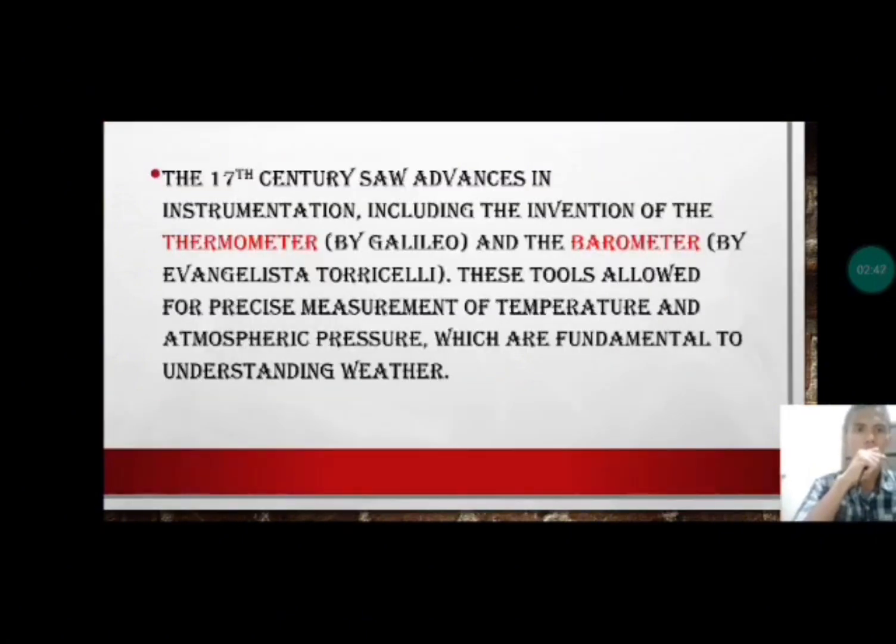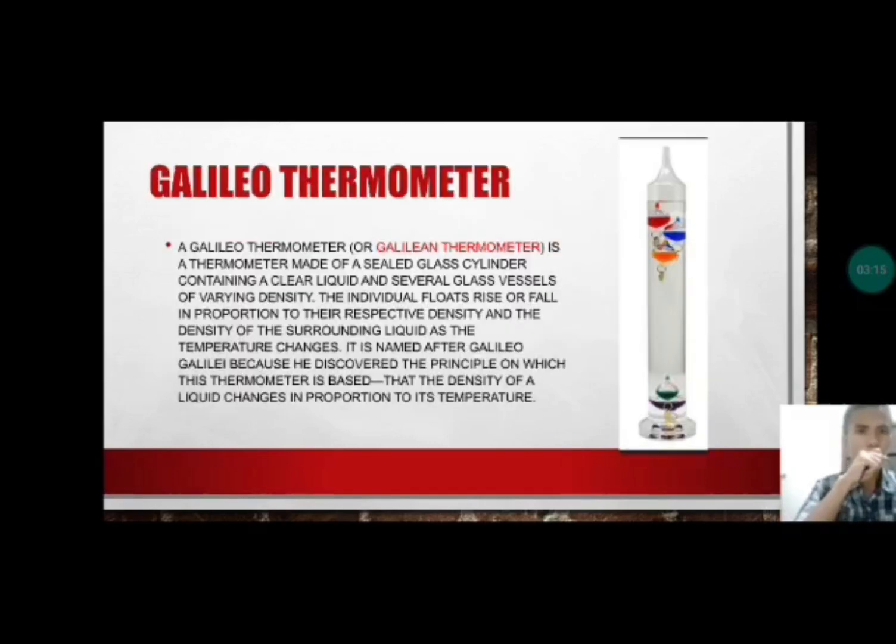The scientific revolution. The 17th century saw advances in instrumentation, including the invention of the thermometer by Galileo and the barometer by Evangelista Torricelli. These tools allowed for precise measurement of temperature and atmospheric pressure, which are fundamental to understanding the weather. And this is the example of the Galileo thermometer.